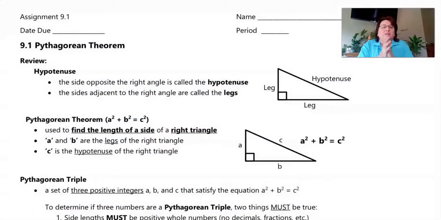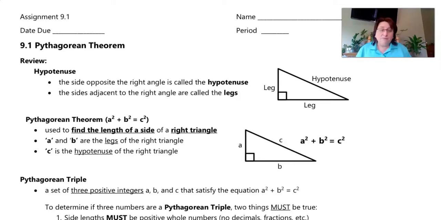Yep. Okay, so guys, what we're going to do today is we're going to use the Pythagorean theorem and the converse of the Pythagorean theorem to solve some problems. Now, you guys know what the Pythagorean theorem is. Let's take a look. Okay, you guys remember the Pythagorean theorem says a squared plus b squared equals c squared.